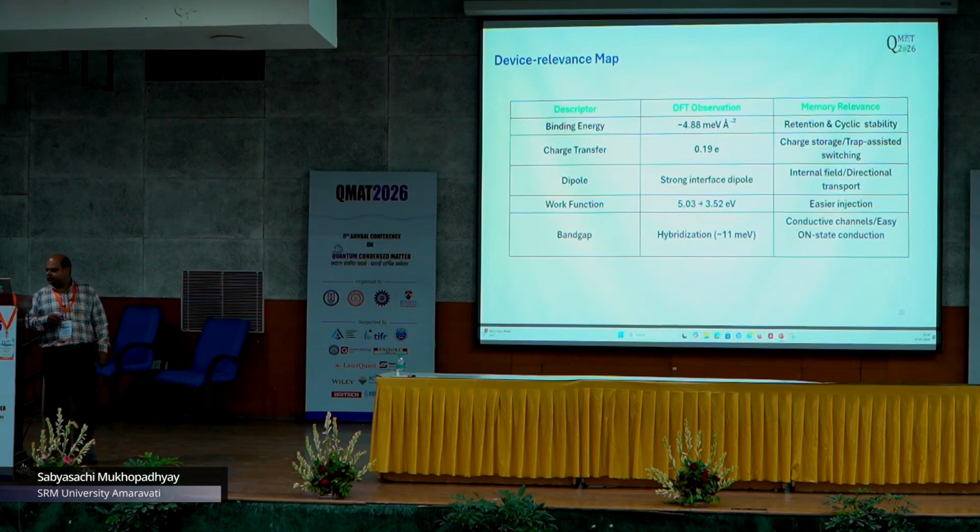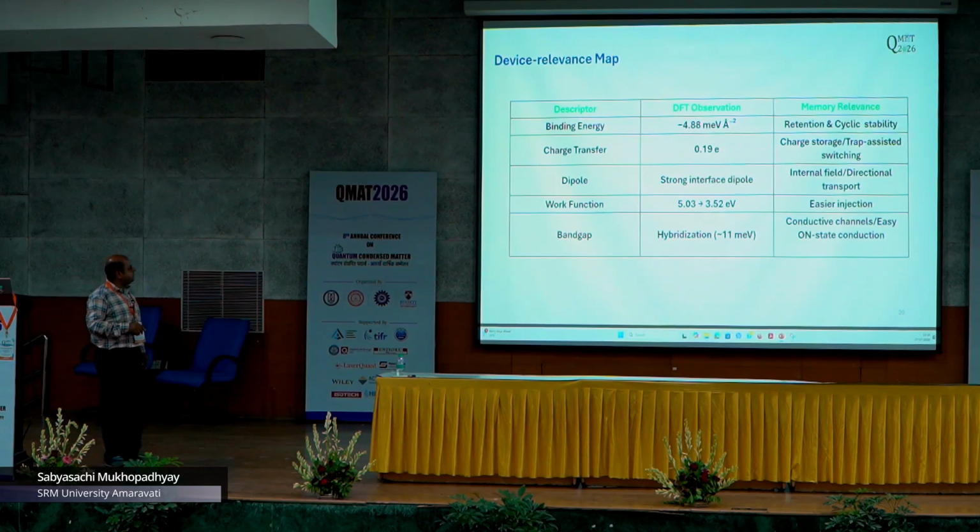So what is the summary we have received? In case of summary, what we have found is that there is a DFT observation, and then what is the relevance across the memory. We have found there is a binding energy change, which is going to help for the retention and the cyclic stability of those charges. Charge transfer is happening for the charge storage and the trap-assisted switching. There is a dipole formation, which is the internal field, and the directional transport, which is essential for making memory devices. And then work function shifting is going to help us for easier electron injection at these interfaces.